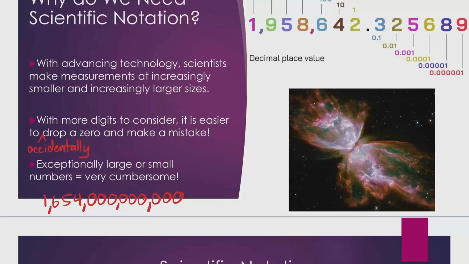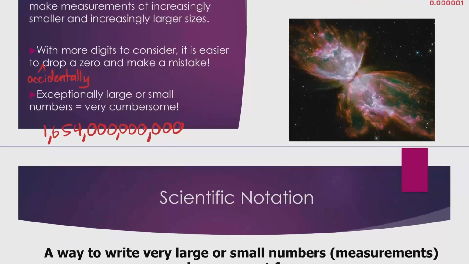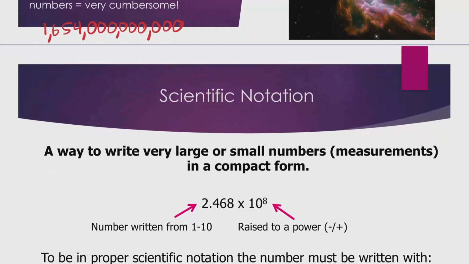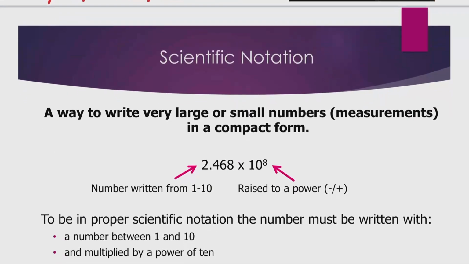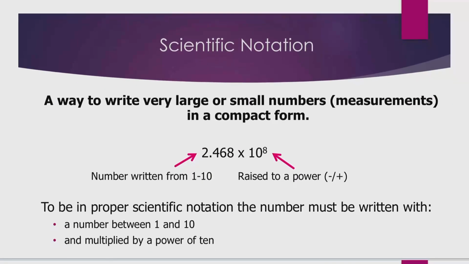It also requires us to have some familiarity with scientific notation. Scientific notation is a way to write very large or small numbers, we're thinking measurements, in a compact form. So shrinking it down to just the stuff that we care about. When we're using scientific notation, there are two parts. There's this front part. In this case, the example number is 2.468.